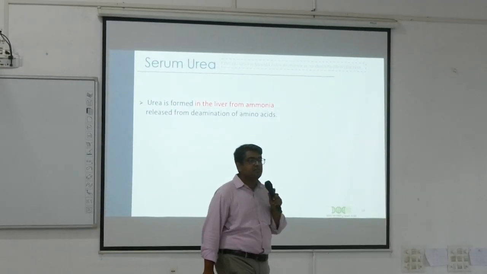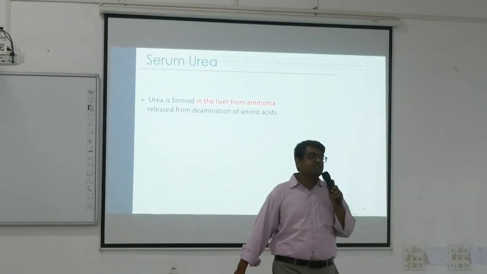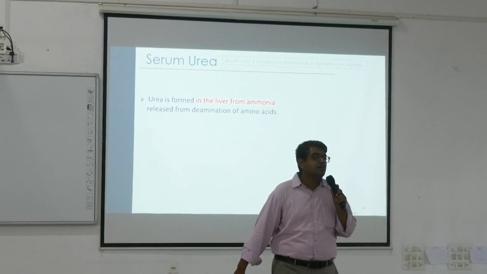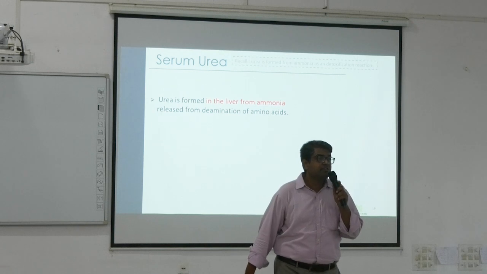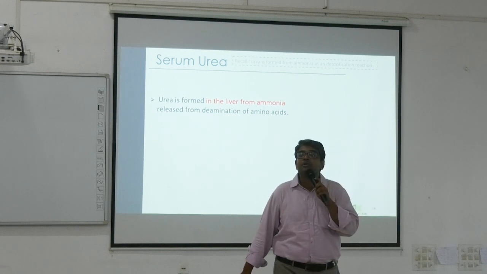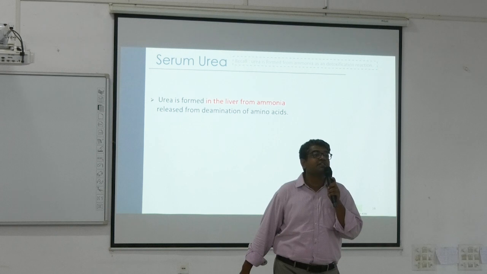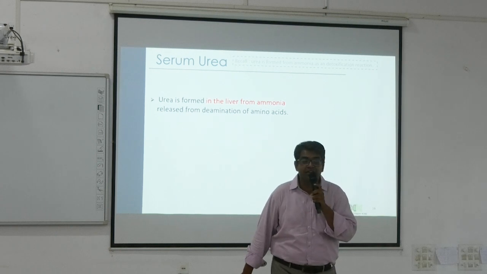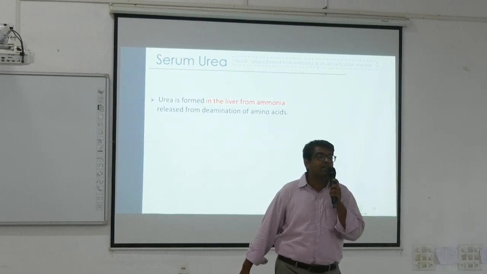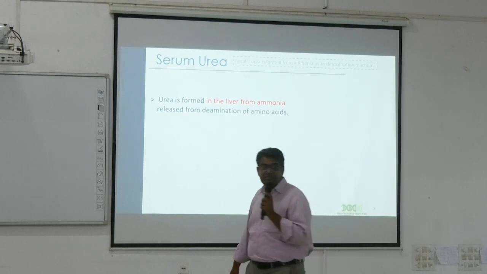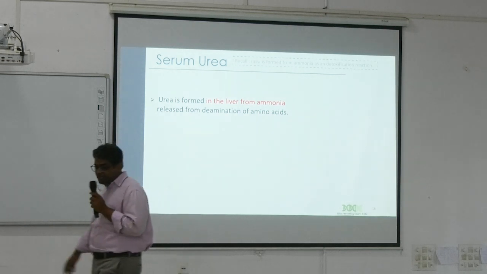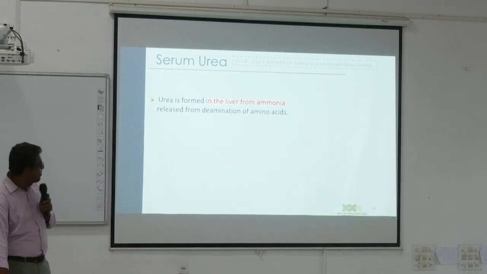So what happens is, can you tell me? Carbon dioxide reacts with what? Ammonia to form what? Which enzyme? CPS1. That will give you what? Carbamoyl phosphate. Then what will happen? Who will eliminate carbamoyl phosphate? Yes. Okay. If you do not remember your urea cycle by now, then we got it.